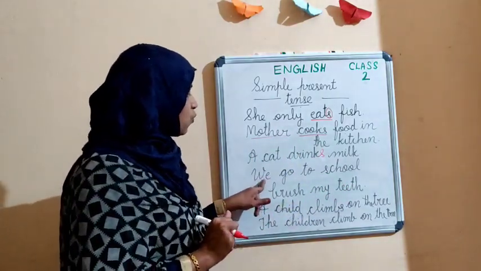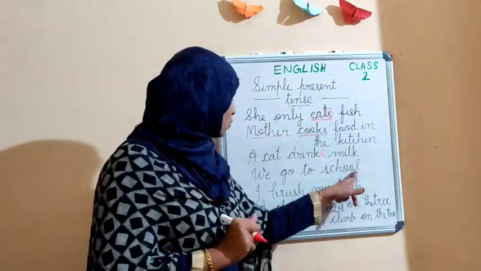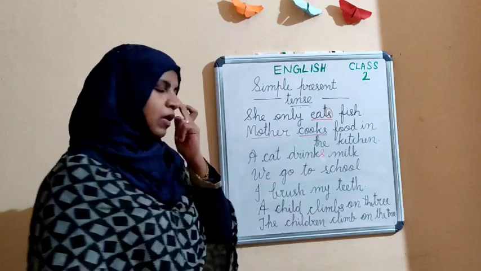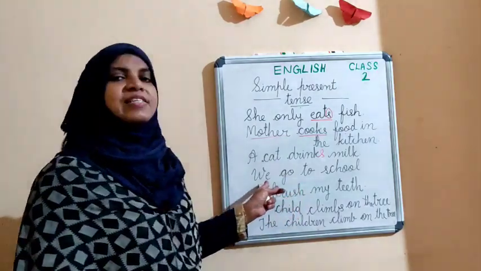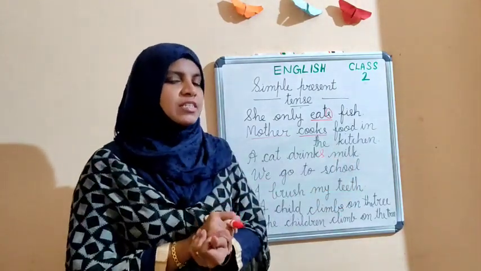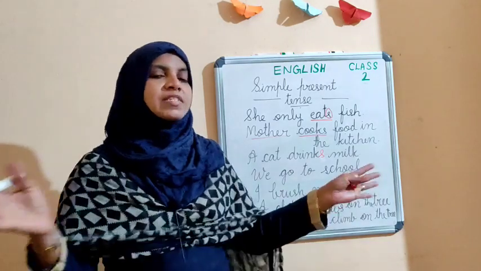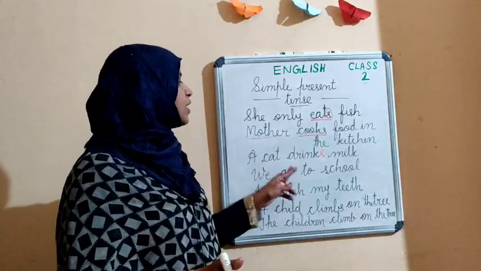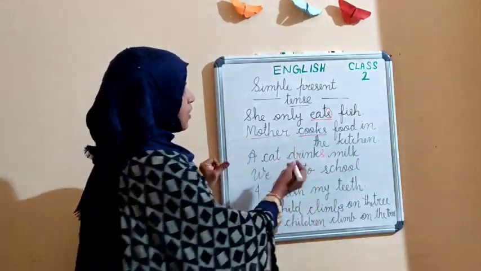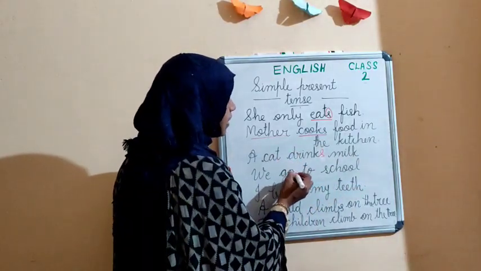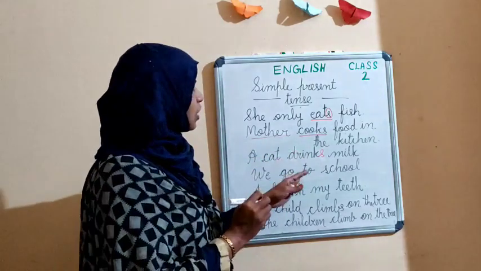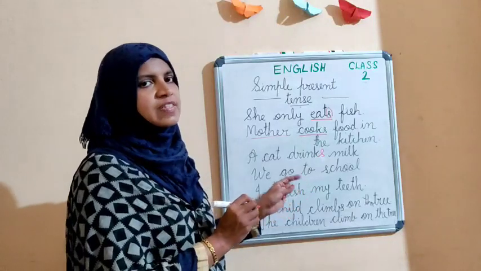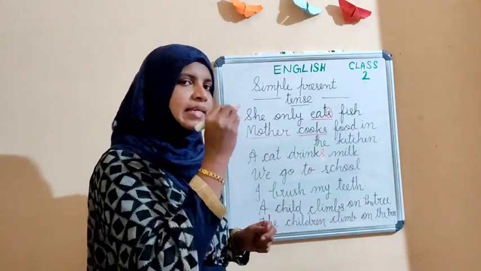Now, you listen carefully. Here, see, we go to school. The subject here is we. We already learned in pronouns that we means many. It is plural. We go to school. Why did we not use S here? Sometimes it will become ES. With some words we have to add ES.